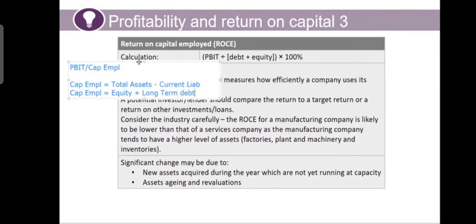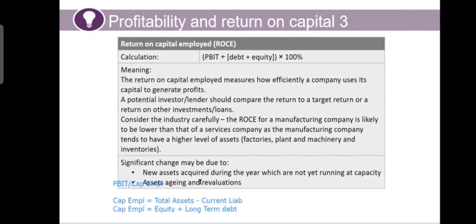So essentially you can use any of these formulas, it doesn't make any difference. But what you need to know is that PBIT is divided by capital employed. And this is one of the most important ratios, I'm again repeating. The return on capital employed measures how efficiently a company uses its capital to generate profits.